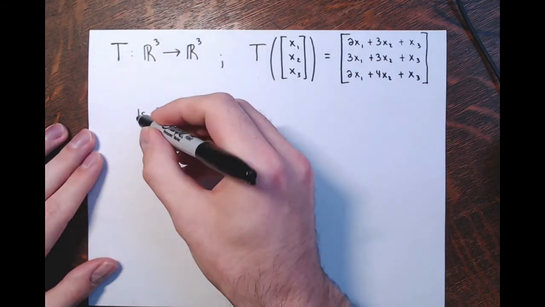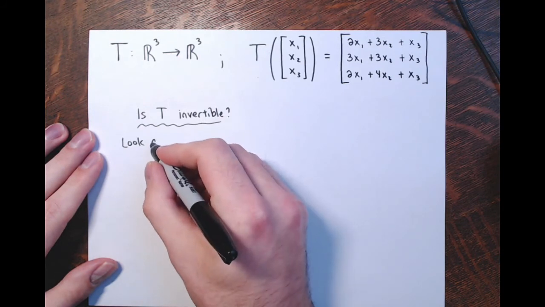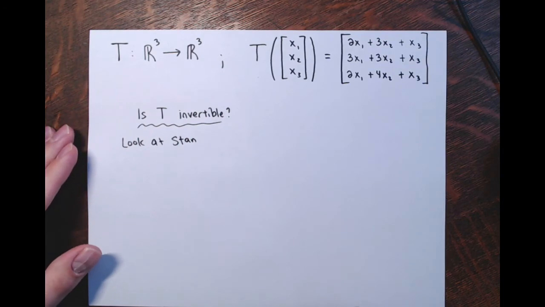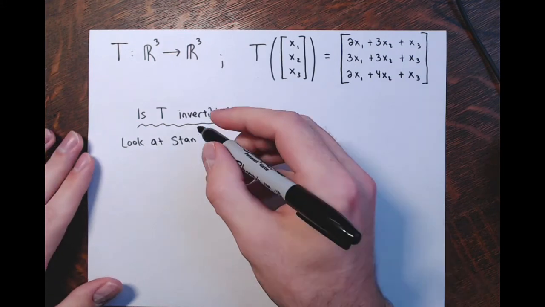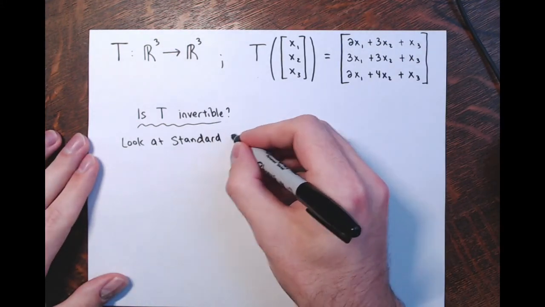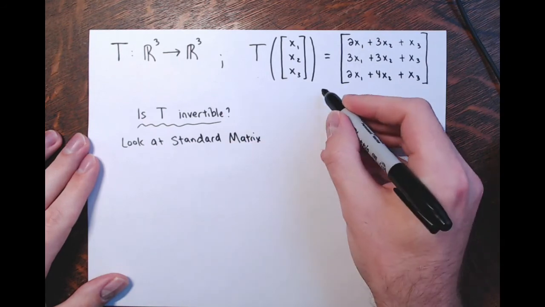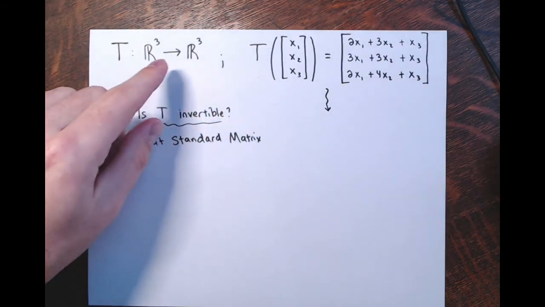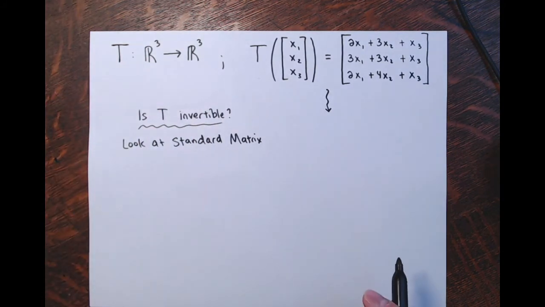So what I'm going to tell you to do is look at the standard matrix. If the standard matrix has an inverse, then the transformation will as well. And the standard matrix for the inverse will just be the inverse of the standard matrix. Now, kind of pretty easy. You could do the whole thing where you take the standard basis of R3 and plug them in, and each of those outputs will be the columns of the standard matrix.